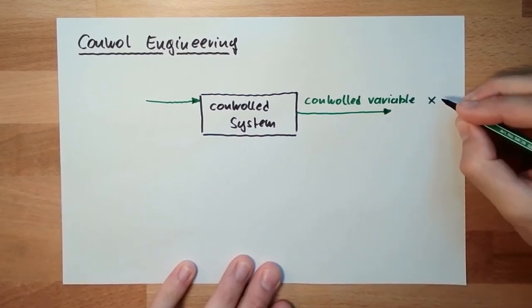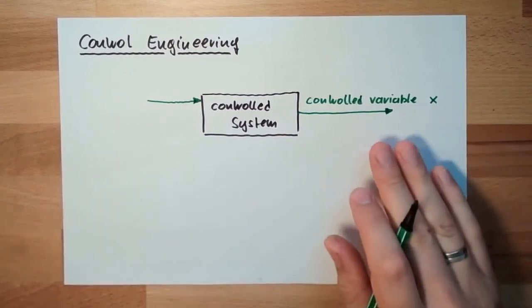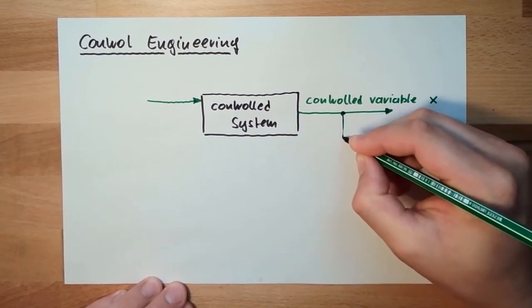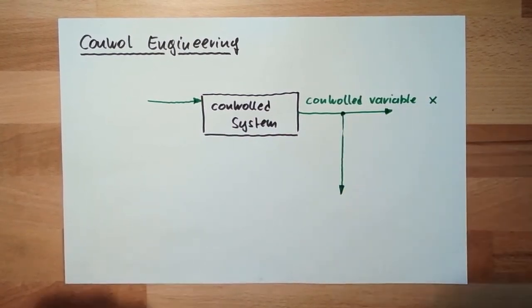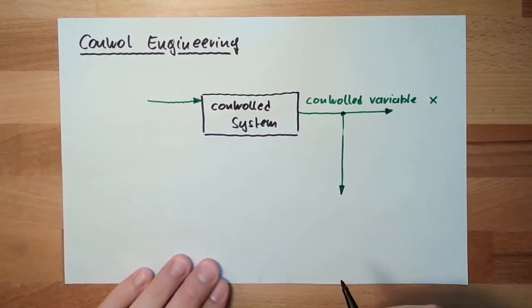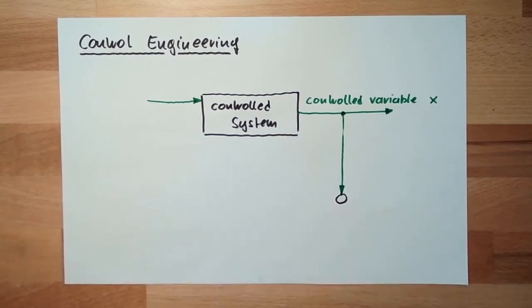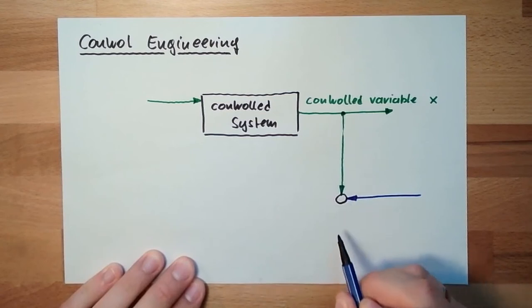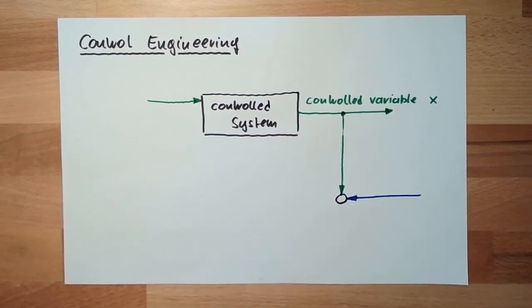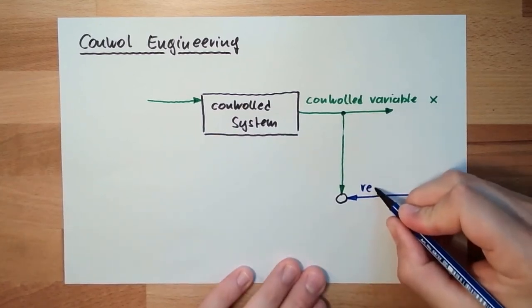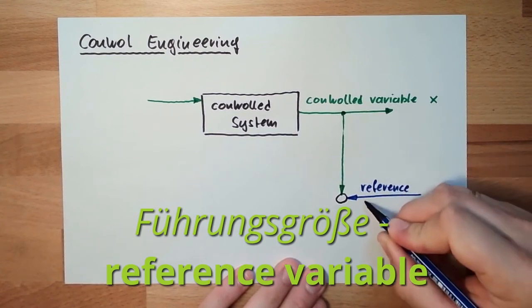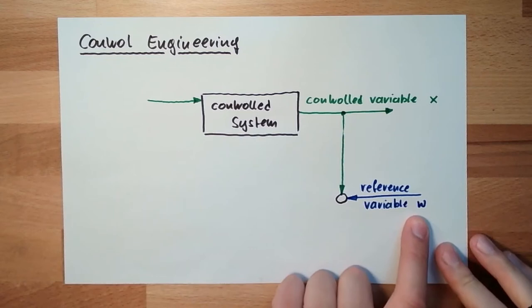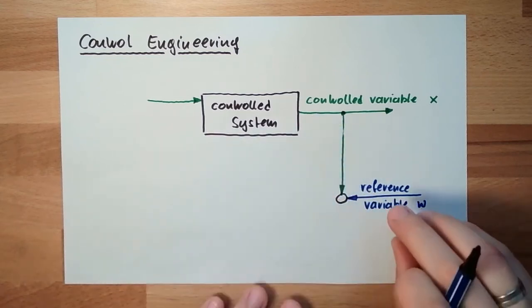The usual sign is X. So this is the controlled variable, in German Regelgröße. This controlled variable I do compare. Here is some mixing point, and here I do have another thing. This is the reference variable, W. This is what I want. This is what I have. Reference variable, controlled variable.